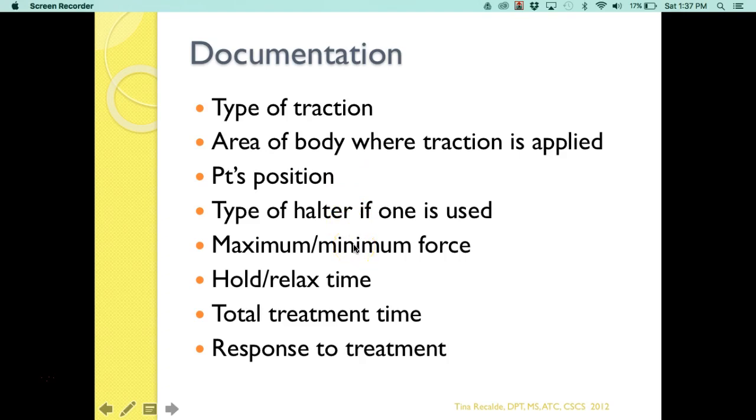You're going to also do the maximum and minimum force, the hold-relax time, the amount of time this was done, the total treatment time. In here, if you had some kind of ramp up, ramp down, you might want to include that so the person knows how acute this person is and how they're tolerating it and what they need and how to progress them, the total amount of treatment time, and their response to the treatment.